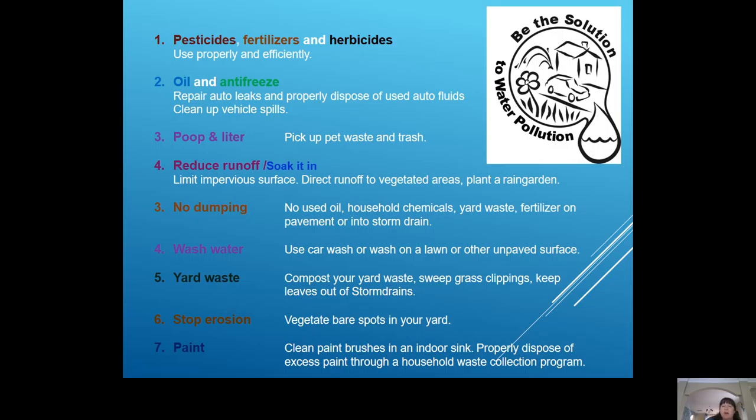Vegetate bare spots in your yard. This is something really huge. We're going to talk about erosion. The best way to stop soil erosion is to plant trees and grass or some sort of vegetation.